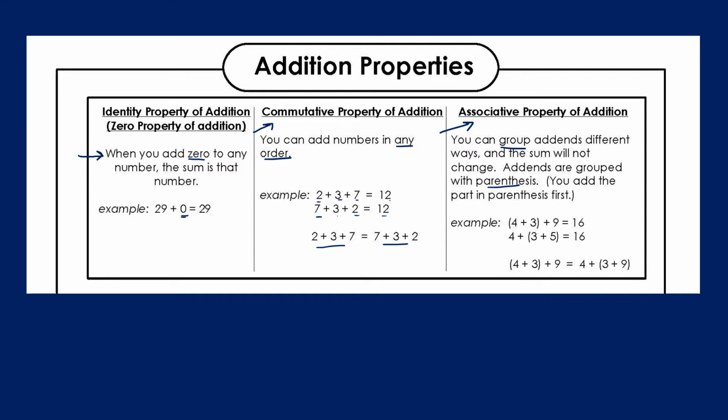Now here I see a little typo. This should be a 9. They have a little typo in their worksheet. 3 plus 9 plus 4 equals 16. 4 plus 3, then add 9, or 3 plus 9 and then 4, both give the same sum.